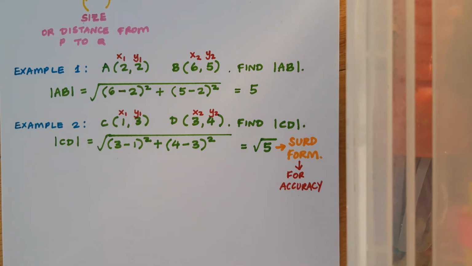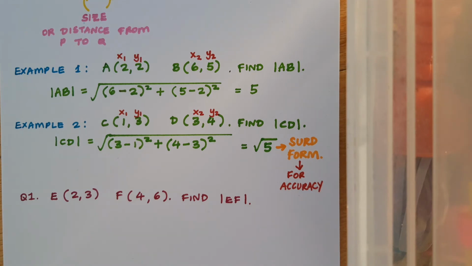Okay, so here's a question for you now. E is the point (2, 3) and F is the point (4, 6), and I want you to find the distance from E to F. Pause the video here, complete the question, and then play and see if you're correct.